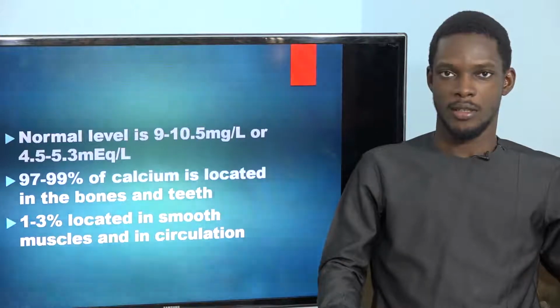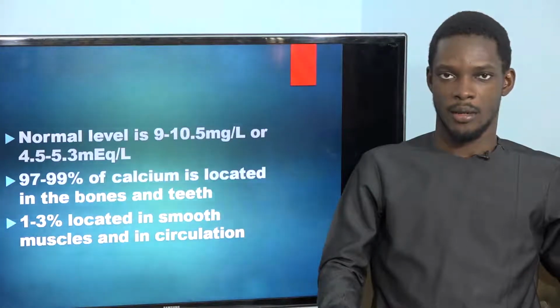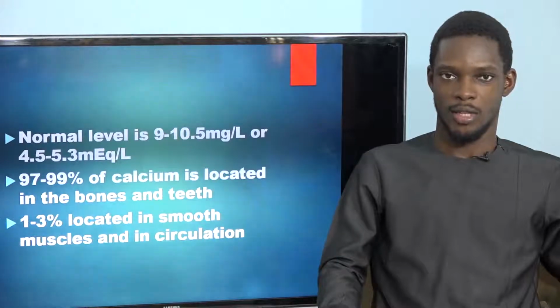Calcium is located predominantly in the bones and in the teeth. About 97 to 99% of calcium is located in the bones and in the teeth, and 1 to 3% of calcium is located within smooth muscle and in circulation.